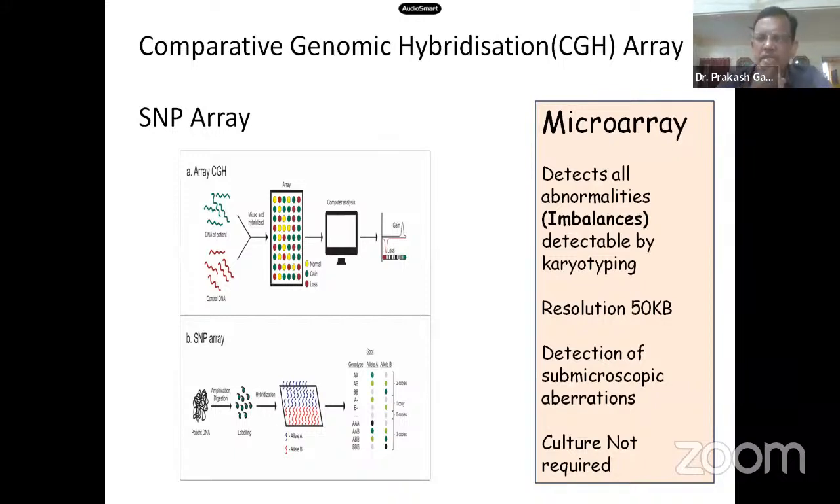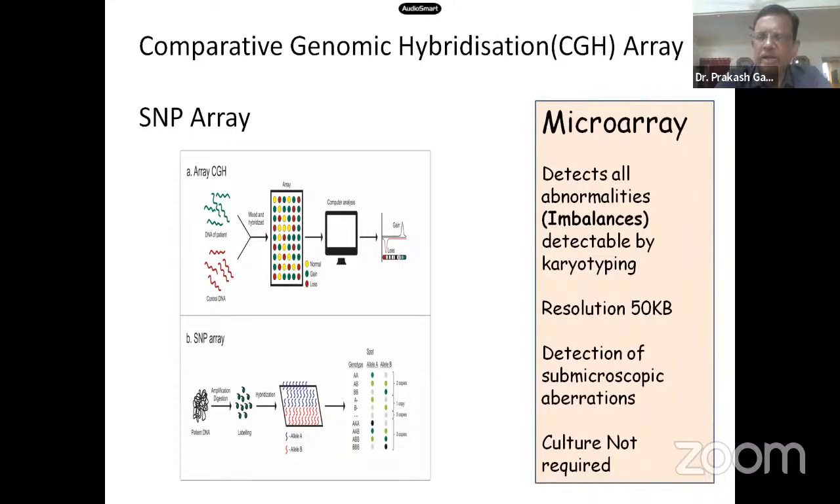Now we are going to the next investigation, which is there in practice. And I must remind you that this is there in your day-to-day practice, because this is not a research tool anymore. It is easily available with many labs. This is used to make out even smaller imbalances, which cannot be made out through a microscope. This can be done through a technique known as CMA, or chromosomal microarray. There are different types of microarrays. We'll not go into those details because many of these microarrays utilize a combination of these probes. So just remember microarray.